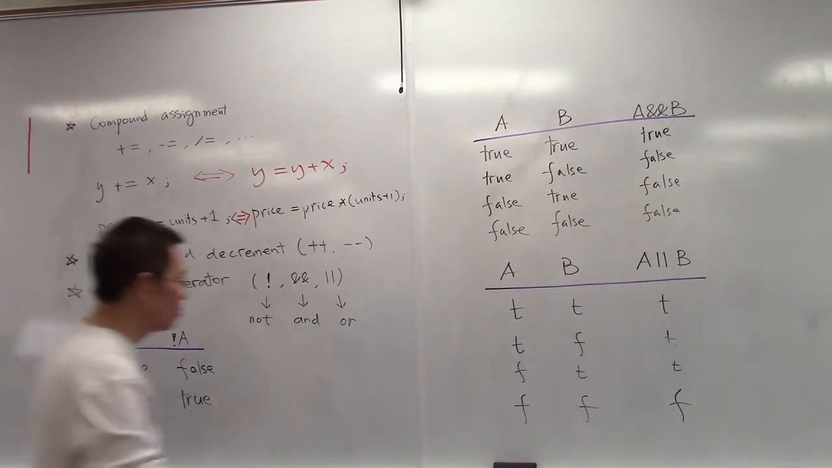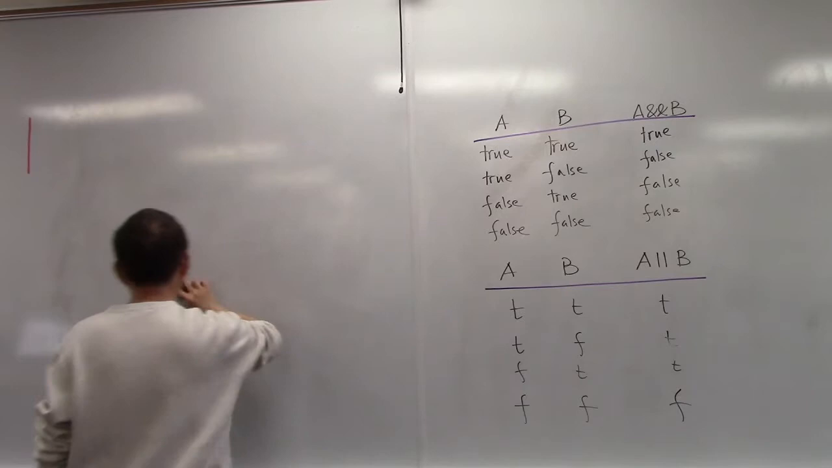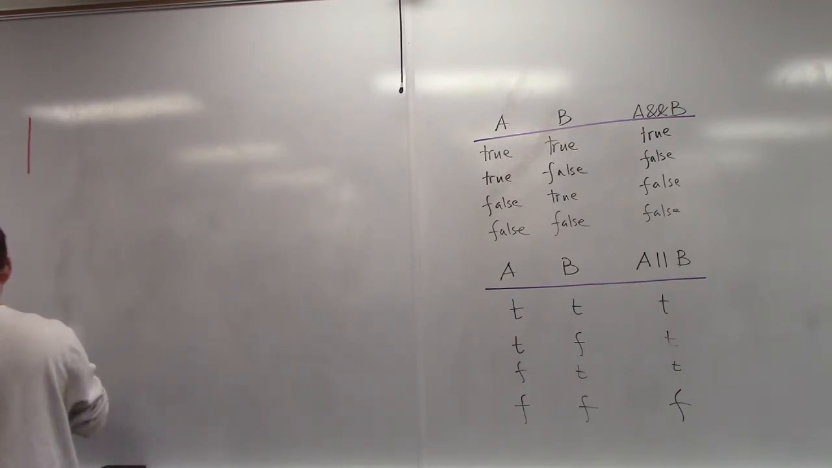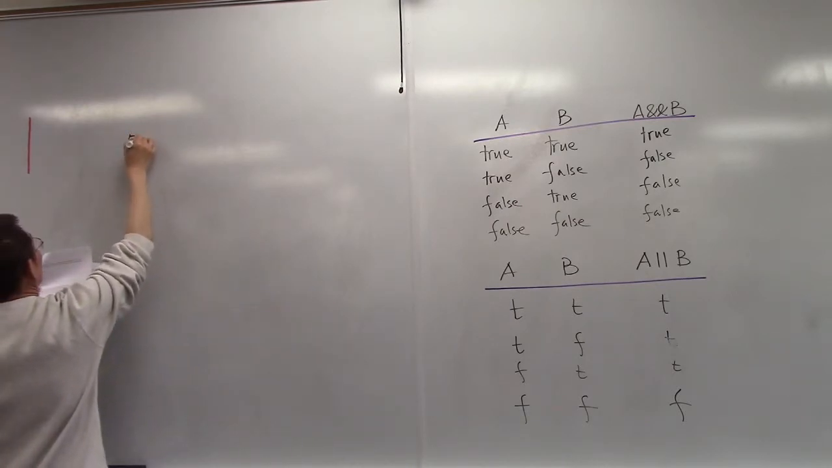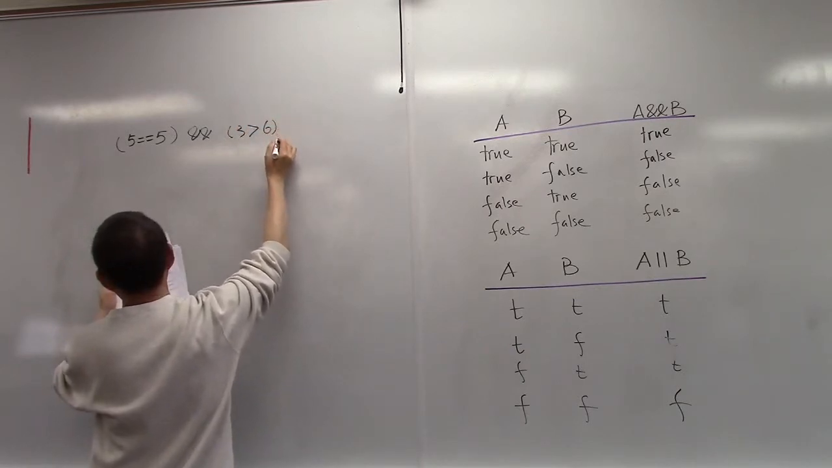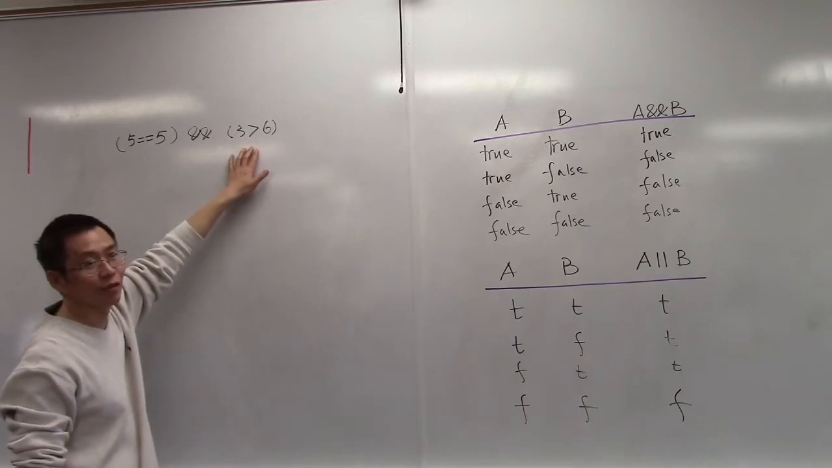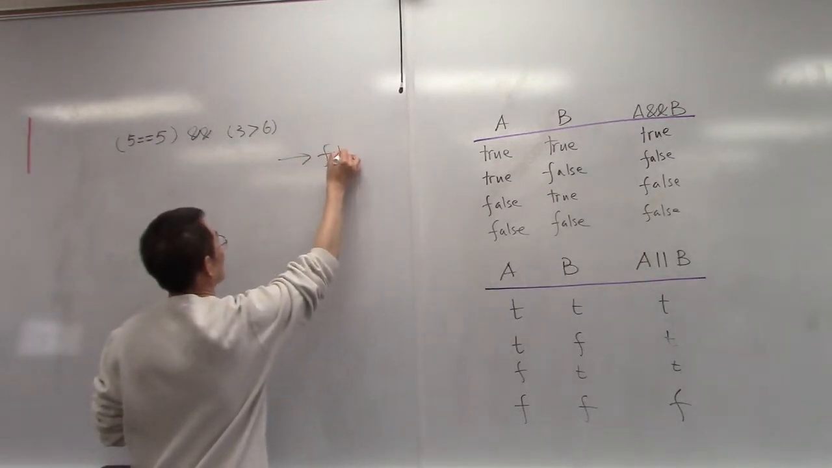All right. With that, we can do some interesting exercises. 5 equal 5, and 3 larger than 6. Okay. What is the value of this expression as a whole? True or false? False. Why is it false? Because both have to be true and 3 is not greater than 6. This is true, but this is false. So the end result is false. Very good.